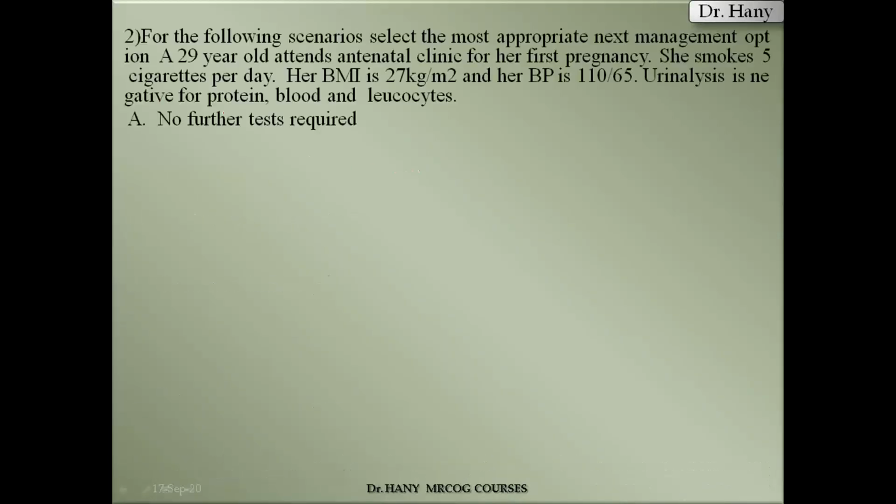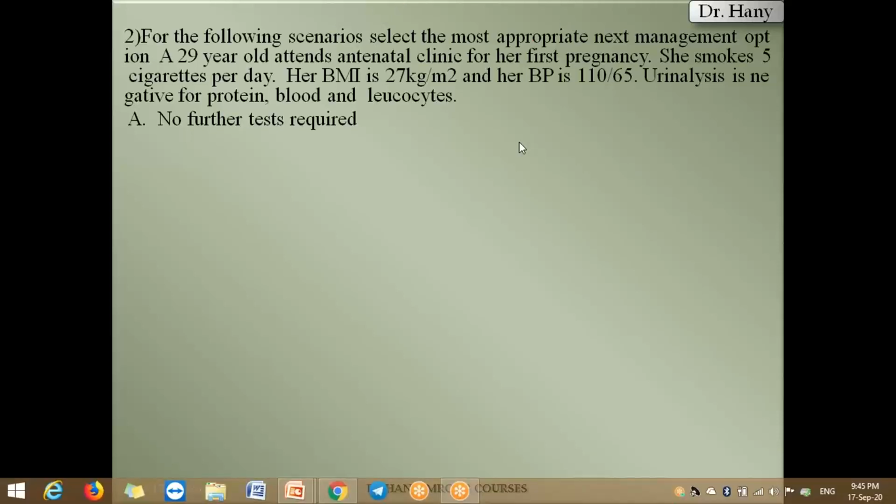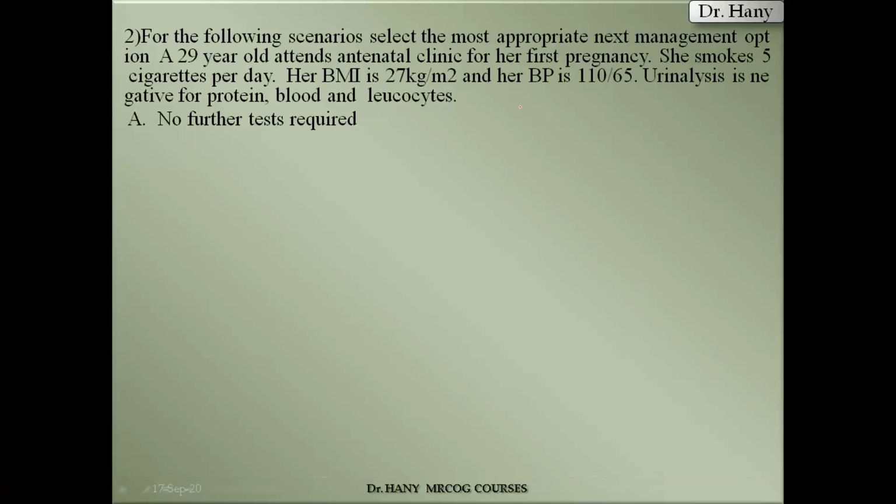Let's do another question. For the following scenario, select the most appropriate next management option. A 29 years old attends the antenatal clinic for the first pregnancy. She smokes about 5 cigarettes per day. Her BMI is 27. You see, I am collecting factors here. The BMI is 27, and she smokes 5.